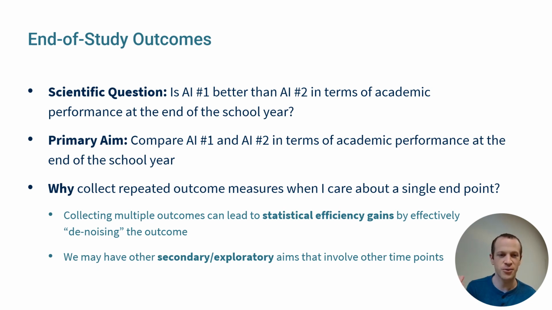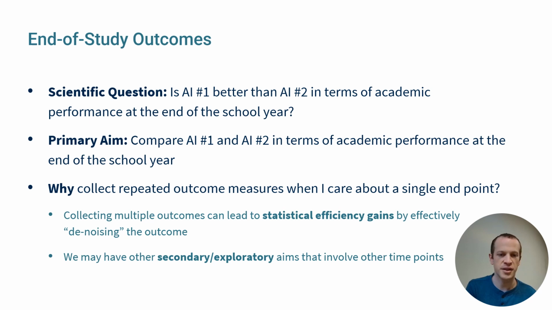So at this point, you might reasonably be wondering, why would I even collect repeated outcome measures if I just care about a single time point? And really there's two reasons for that, which are listed here. One is that you actually get some statistical efficiency gains by including these additional repeated outcome measures. And the reason for that is you can effectively denoise the outcome variable. If I know someone's test score at the beginning of the study, that gives me some information about what their test score is likely to be at the end as well. So there are ways of leveraging that such that you get increased precision or power.